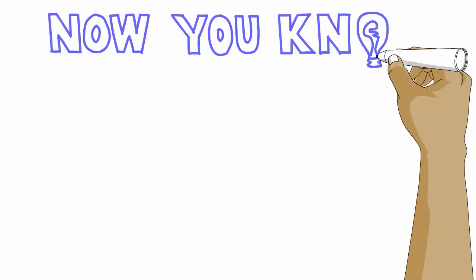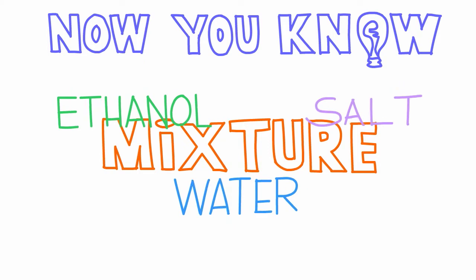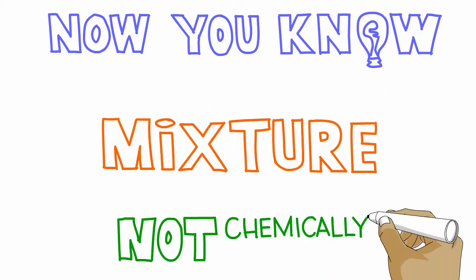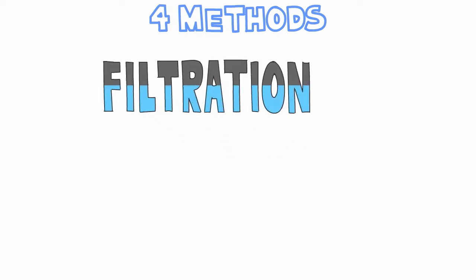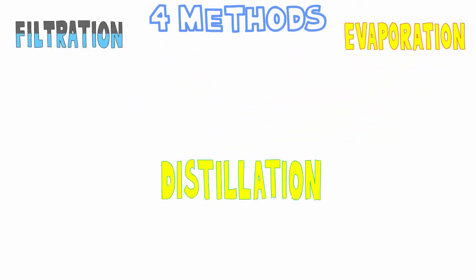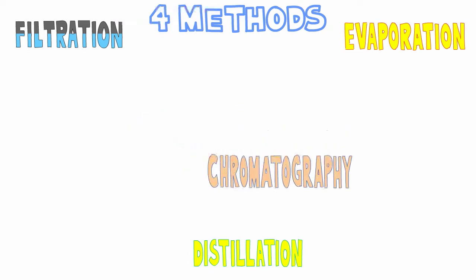Now you know that a mixture is made up of two or more substances mixed together, but not chemically combined. Four methods used to separate mixtures are filtration, evaporation, distillation, and chromatography.